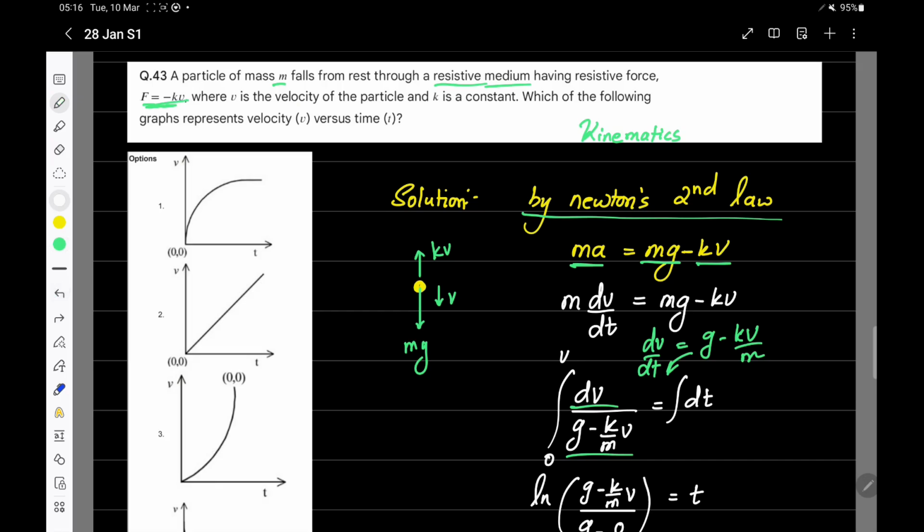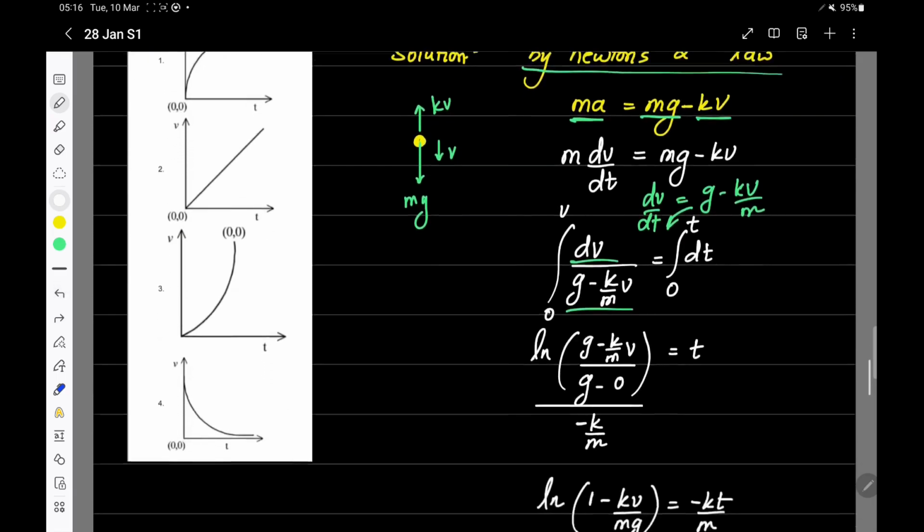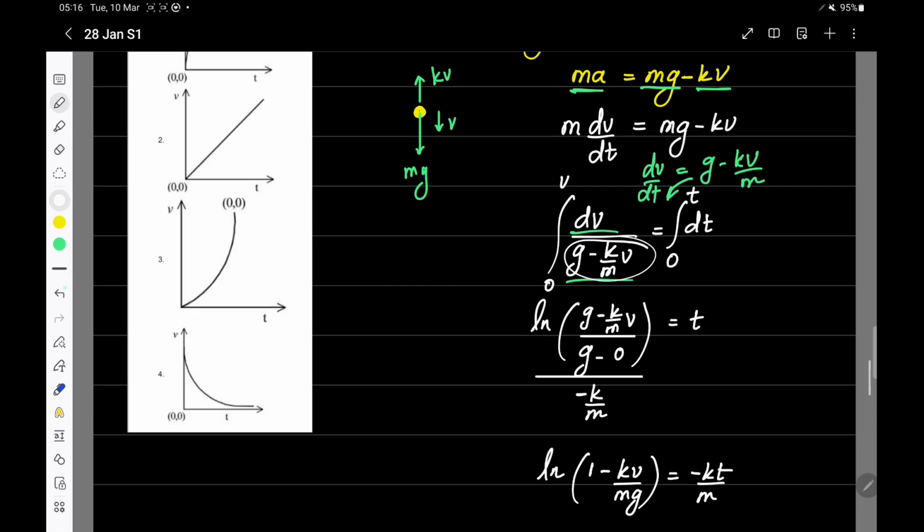Now, if I consider at t equal to 0, the speed of the particle was also 0. And at some general time t, the speed of the particle will be v. If I perform the integral, we have a linear function in the denominator. Integral of dv by g minus k by m into v will become ln of g minus k by m into v divided by minus k by m, as the coefficient of v comes out in the denominator. Now if I do upper limit minus lower limit, it will be log b minus log a, which I have directly written as log b by a. So upper limit gives you g minus k by m into v. Lower limit gives you g minus k by m into 0, which is g minus 0.